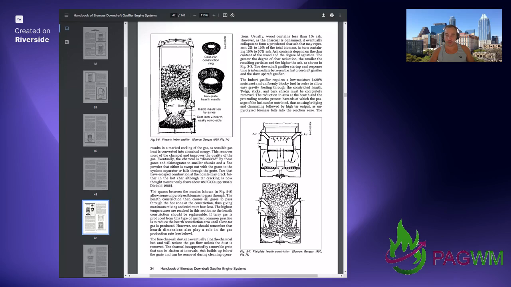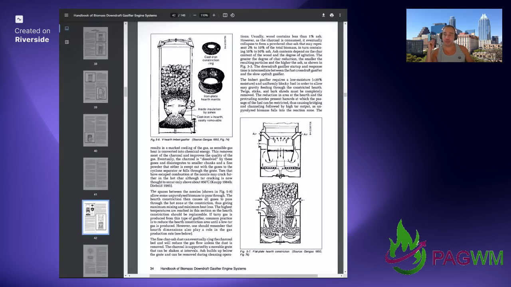The fine char ash dust can eventually clog the charcoal bed and will reduce the gas flow unless the dust is removed. The charcoal is supported by a movable grate and can be shaken at intervals. Ash builds up below the grate and can be removed during the cleaning operations. Usually, wood contains less than 1% ash. However, as the charcoal is consumed, it eventually collapses to form a powdered char ash that may represent 2 to 10% of the total biomass, in turn containing 10 to 50% ash.